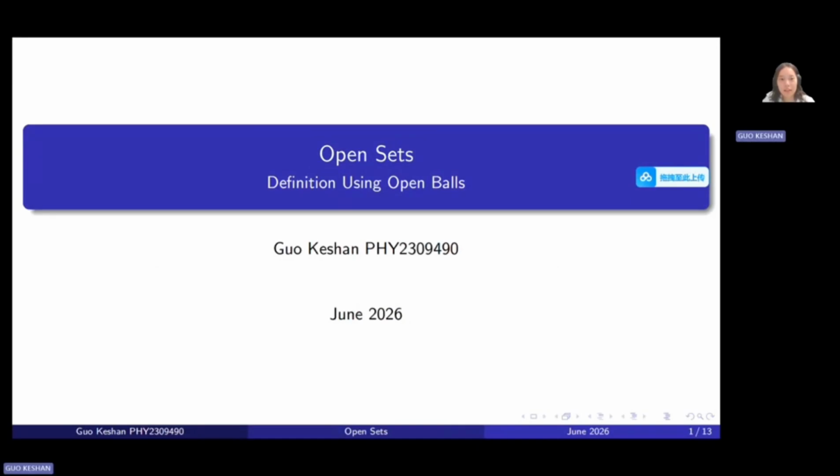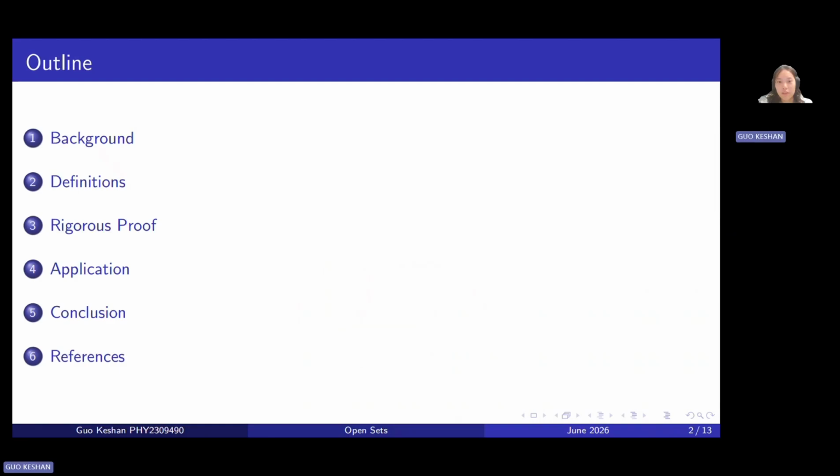The focus of this presentation is a definition of open sets using open balls. I will first introduce the background and definitions, then present a rigorous proof showing that every open ball is an open set. Finally, I will give some examples, discuss an application, and conclude the presentation.